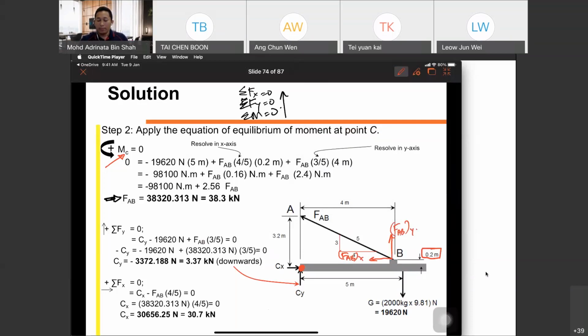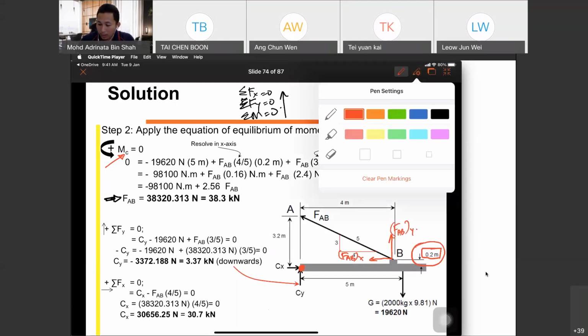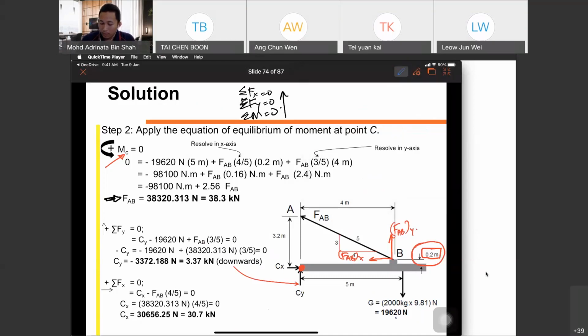Yeah. So FBX must be calculated in your equation for moment because they are given 0.2 mm of distance. Okay, right. So for moment yang paling jauh, the first one is negative 19,620 Newton, negative because it is clockwise when you fix at your C, times 5 meter.